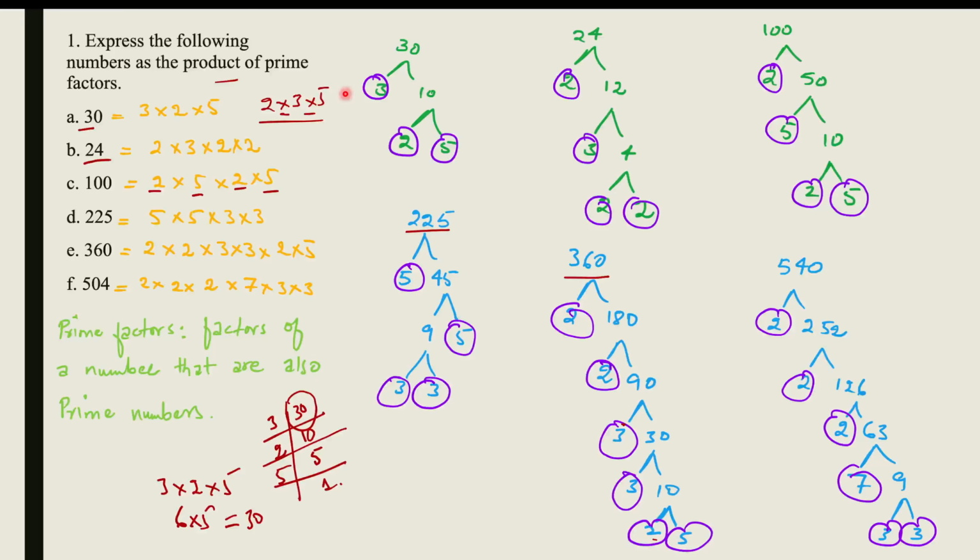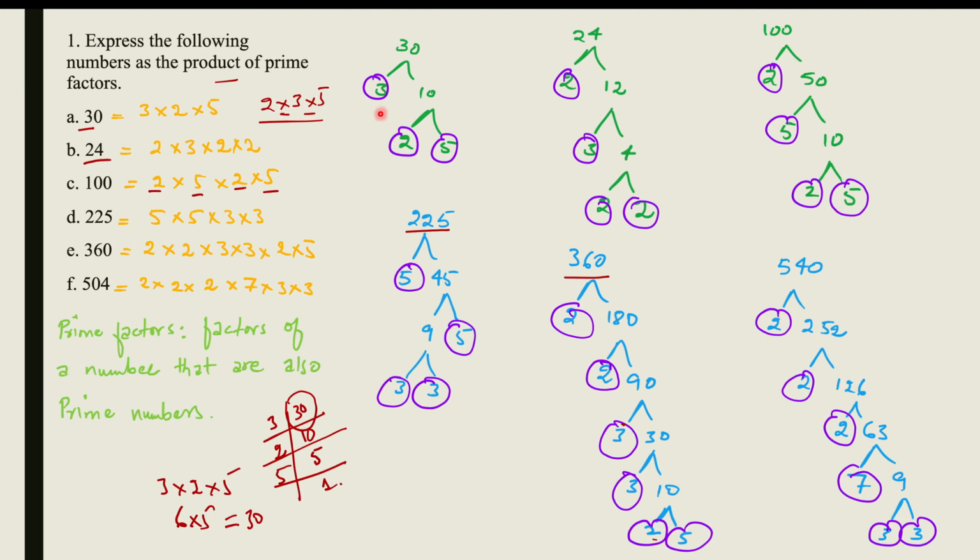3 was a prime number, so we circled it. 10 is not a prime number, so we split it into two factors. 2 multiplied by 5 is equal to 10. Here 2 is a prime number and so is 5. We keep splitting until we come across two primes. As you can see, finally we come across these two primes, and this is where we stop.